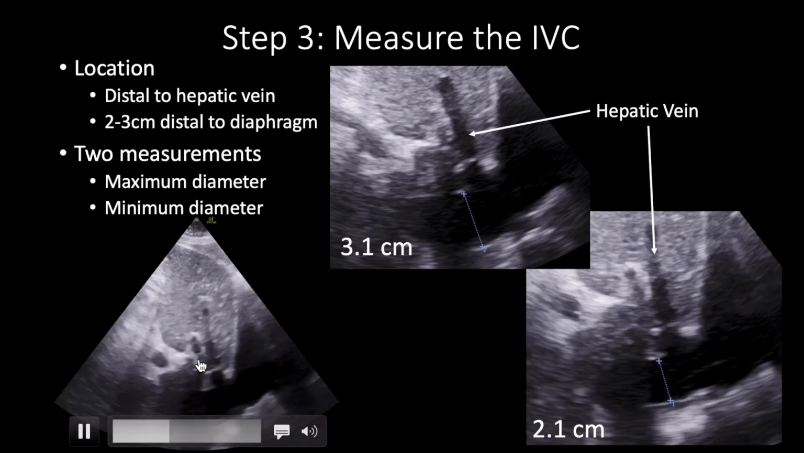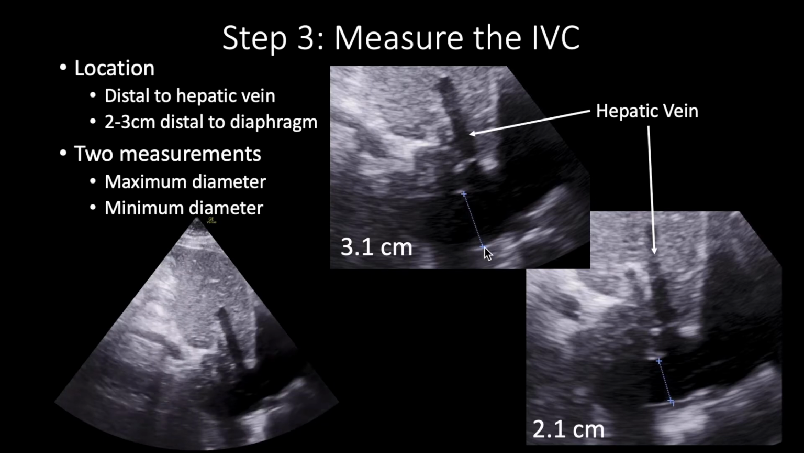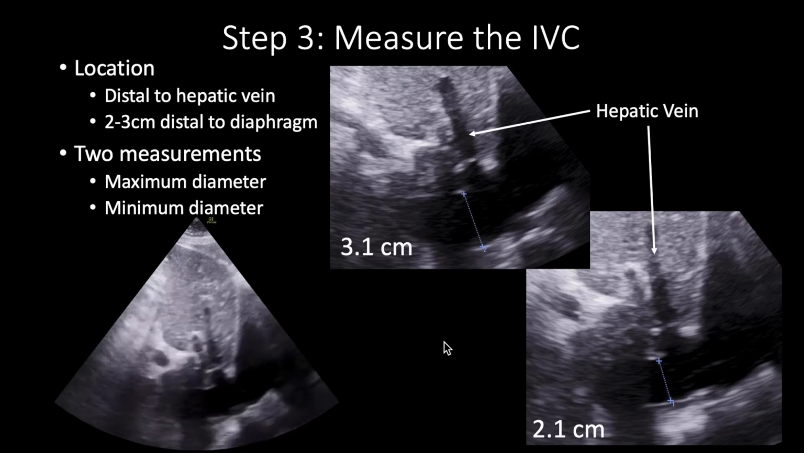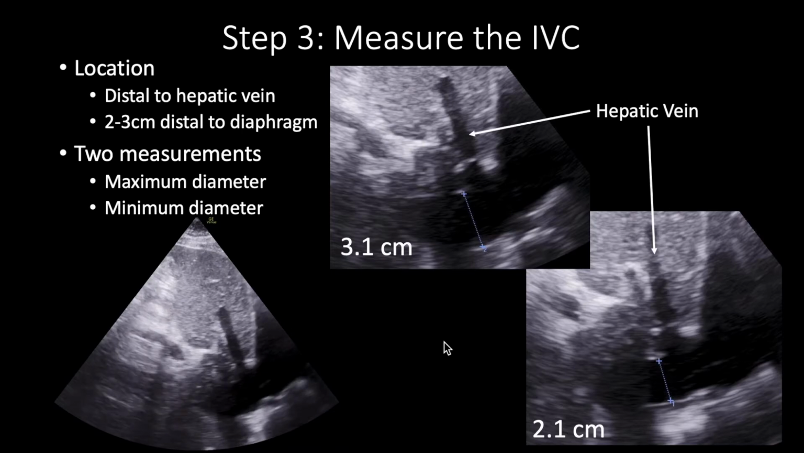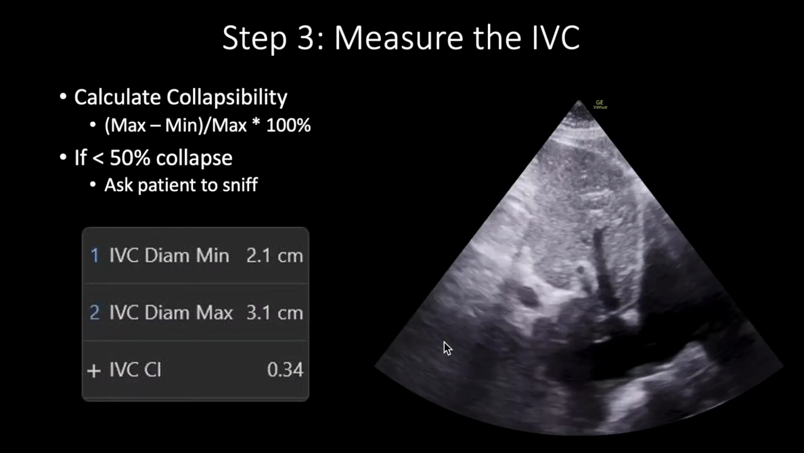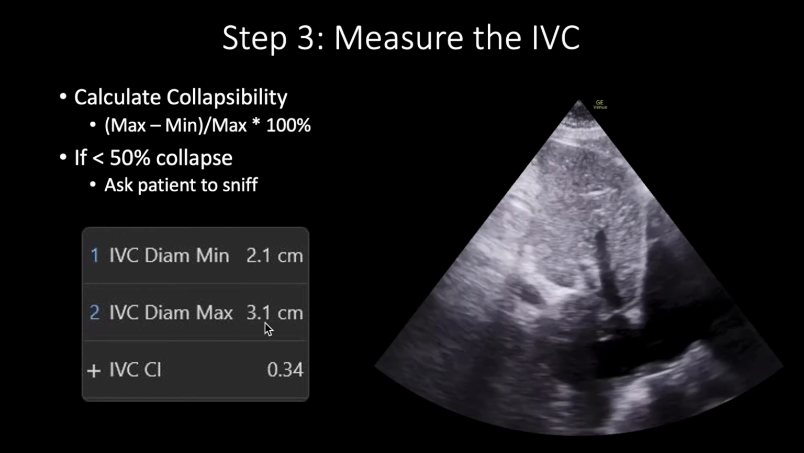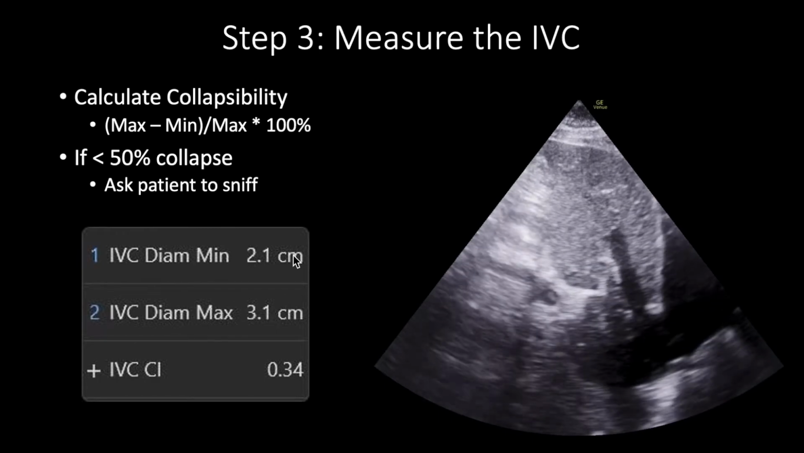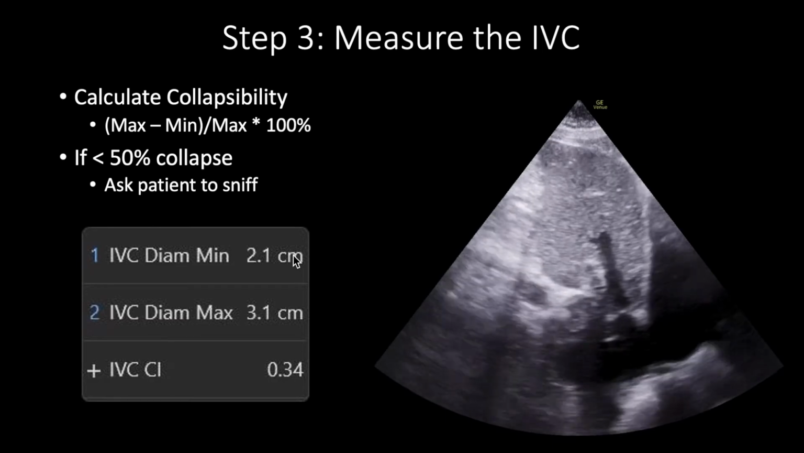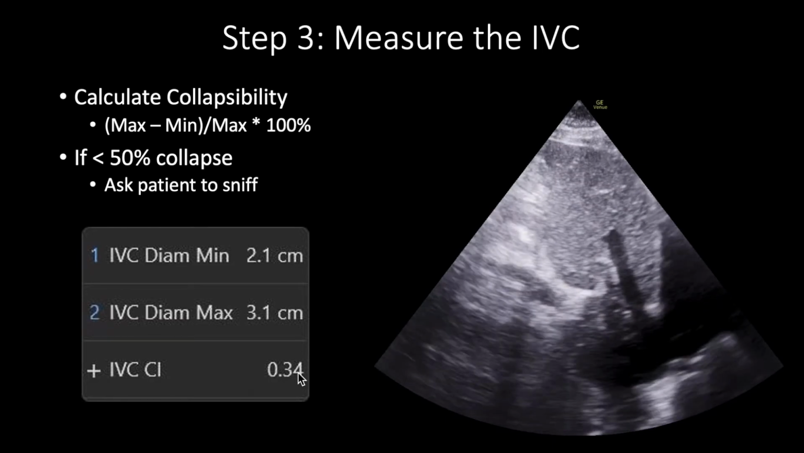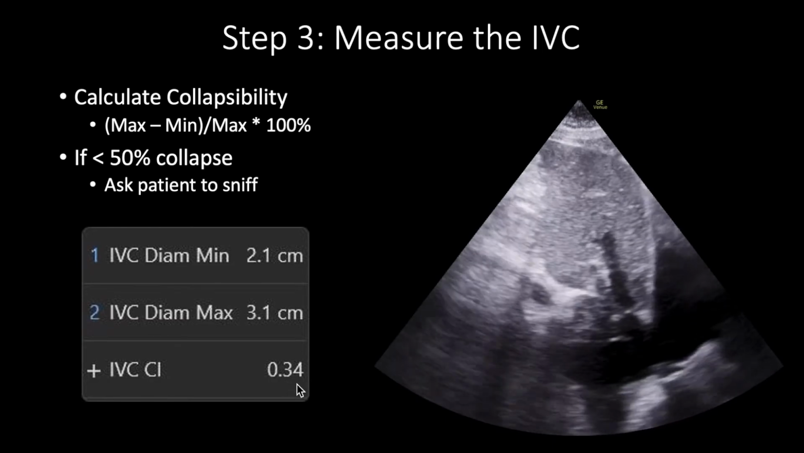I do recommend freezing this image and taking these measurements so we can try to increase our specificity as much as possible. Once you've found the maximum and minimum diameters, in this case 3.1 and 2.1, then you can use them to calculate the collapsibility. In this case, it collapses by about 1/3 or 34%.